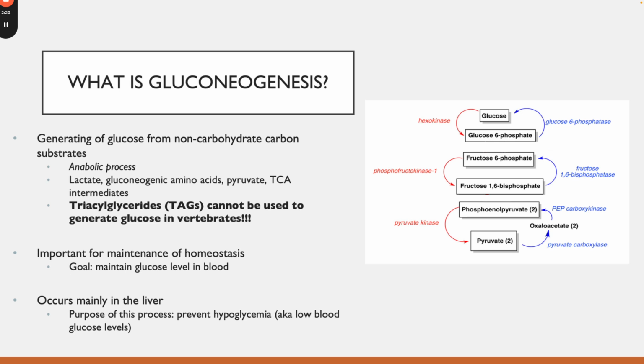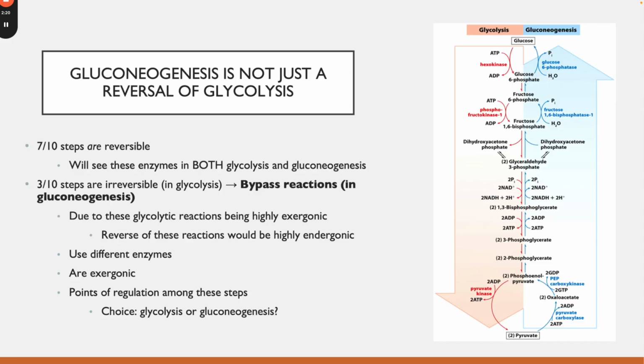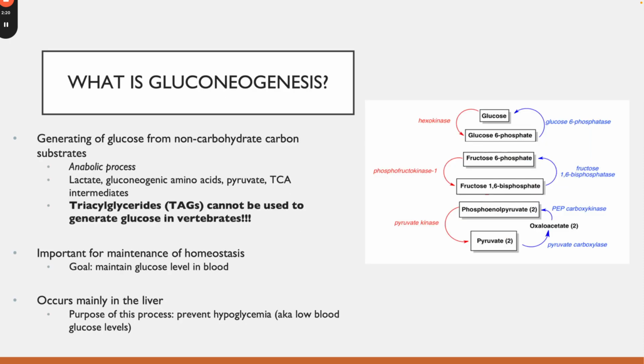And gluconeogenesis occurs mainly in the liver. Remember that the liver has hepatocytes, and they interact with blood glucose. They act as blood glucose sensors, that organ. And it'll be the site where we generate glucose in case we have low blood glucose levels. So this mainly occurs in the liver, not necessarily in tissue cells. It can, since skeletal muscle can also have gluconeogenesis as well, but that's skeletal muscle.